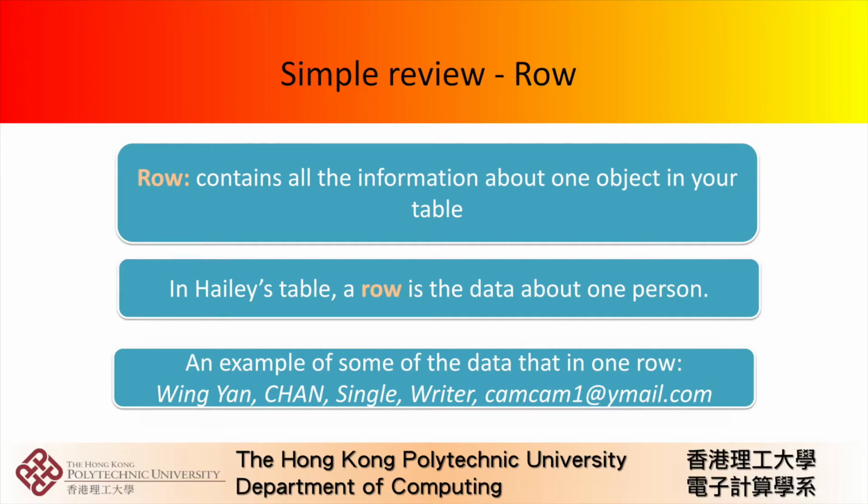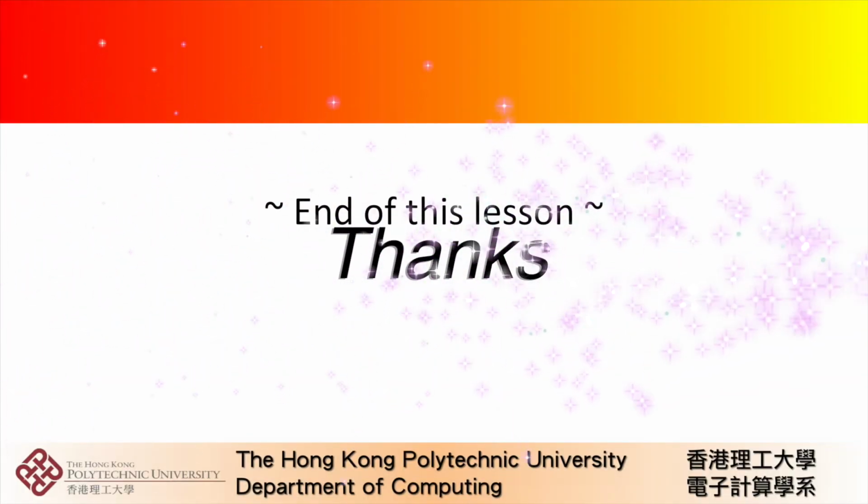A row contains all the information about one object in your table. In Haley's table, a row is the data about one person. Here is an example of some of the data in one row: Wing-Yan Chen, single, writer, and her email. This is the end of the lesson.